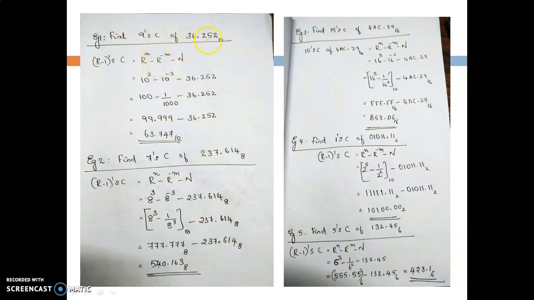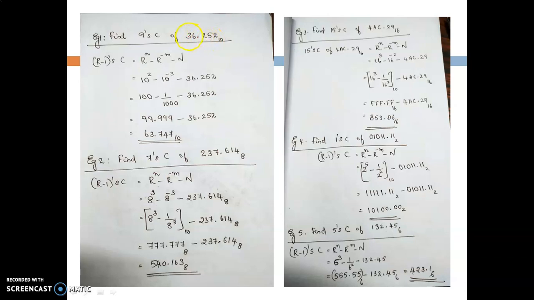Since here there are 3 digits in the fractional part, you are representing it as 10 raised to minus 3, minus your number, that is 36.252. So this is 100 minus 1 by 10 raised to 3, that is 1 by 1000, minus 36.252. What is 100 minus 1 by 1000? It is 99.999 minus 36.252. By direct subtraction, you get the value 63.747 to the base 10. So this is the 9's complement of the number.